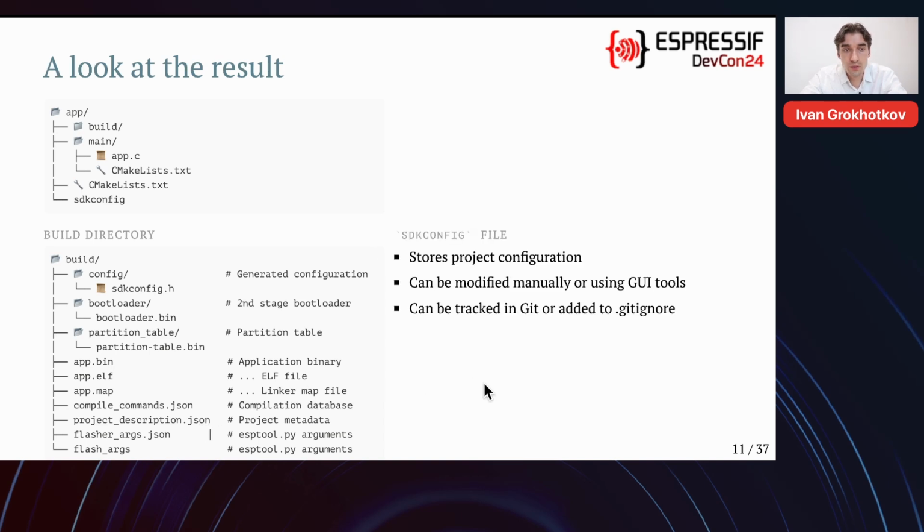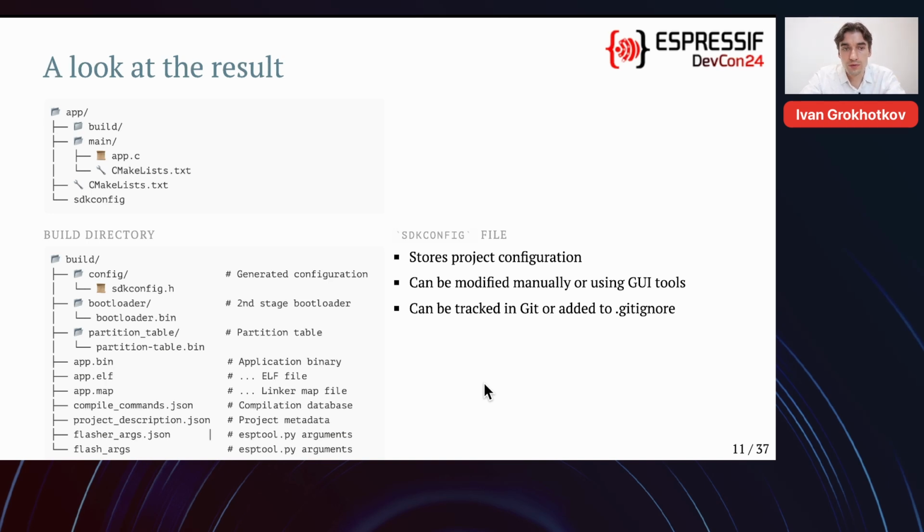In addition to the build directory, there is also the sdkconfig file, which stores the compile-time configuration of the project. The sdkconfig file can be modified either manually, using GUI tools, or using a command line interface such as menuconfig. We can either consider it as a build artifact, so add it to .gitignore, or we can track it in Git. I will explain the difference between those two approaches in a moment.